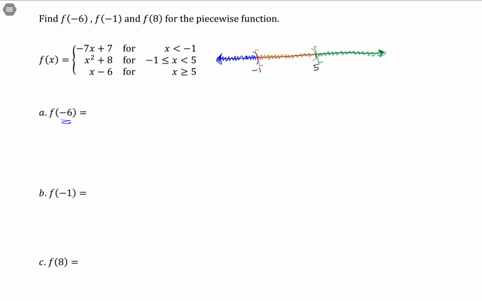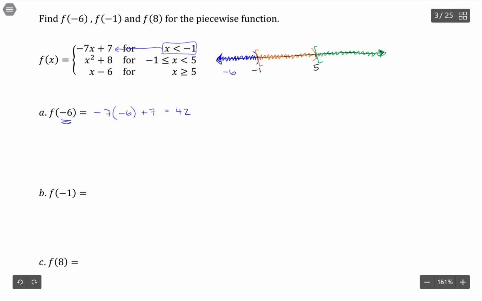So -6 would be over here on this blue region somewhere. And this is not to scale because I didn't have enough points for that, but that's okay. It is less than -1, which means I use this function right here. So -7 times -6 plus 7 is going to be 42 plus 7, which is 49.